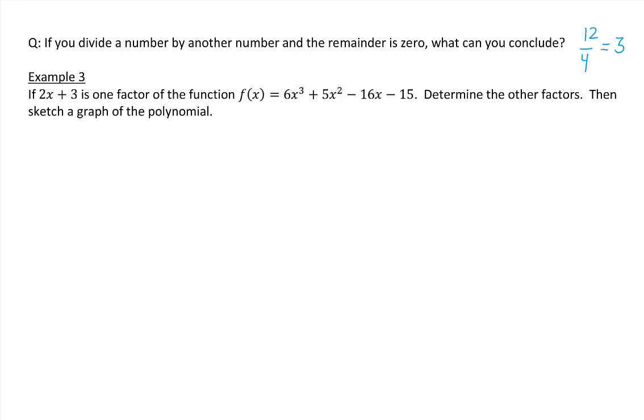So in our next example, you're being told that 2x plus 3 is one factor of this function. So that means if I take my function and divide it by 2x plus 3, I should get a remainder of 0 because it is a factor of this expression. So let's see what happens.